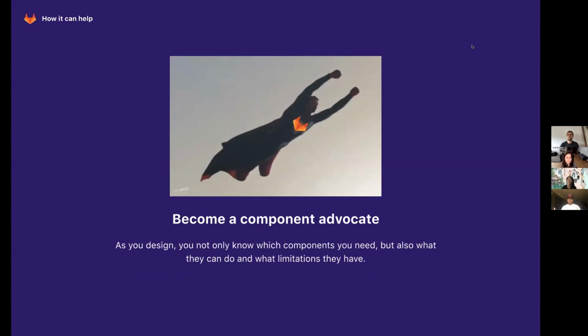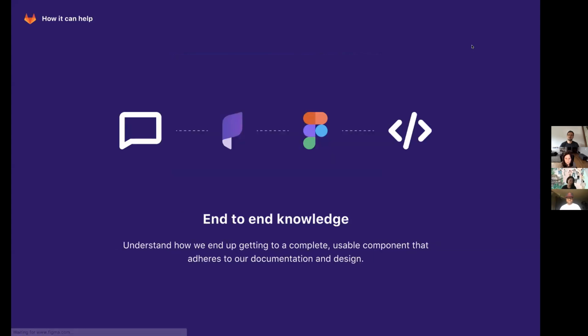It'll also help you become a component advocate. So as we design, we not only know the components that we need, but also what they can do and the limitations that they have. So again, this sort of goes to the collaboration aspect as well, but it helps you think component first and become a component advocate, Pajamas advocate.